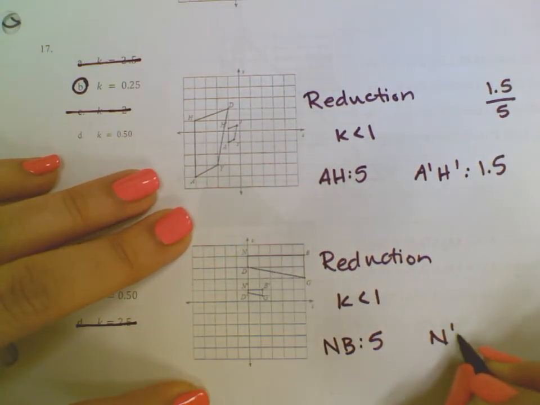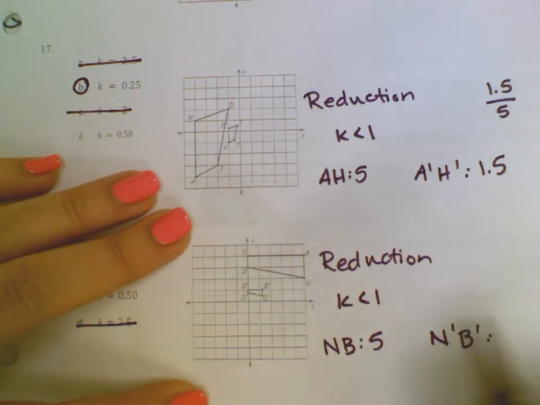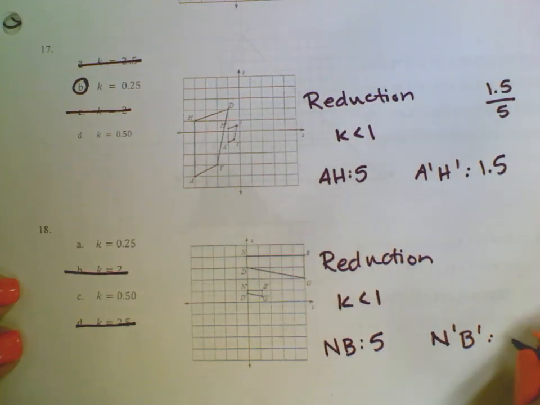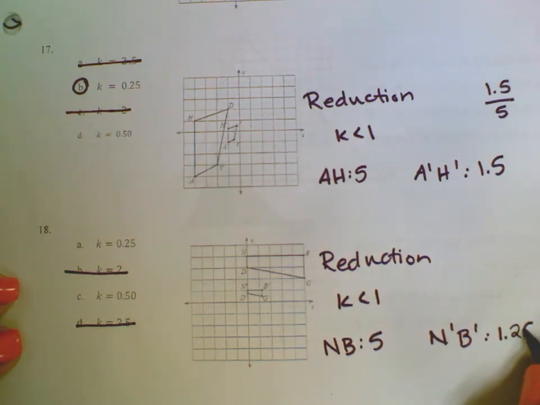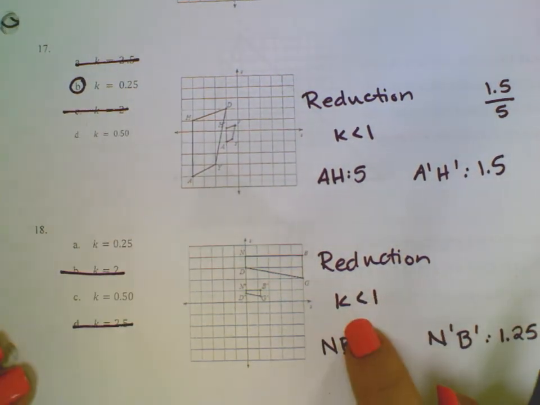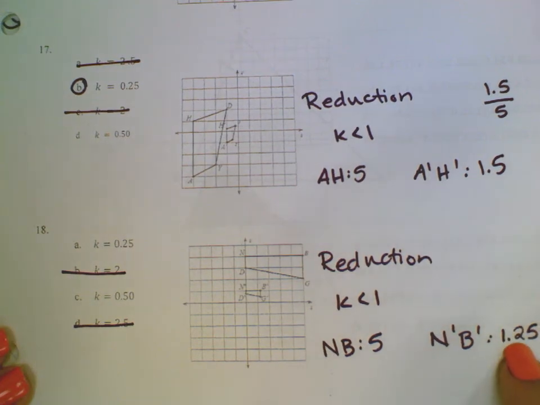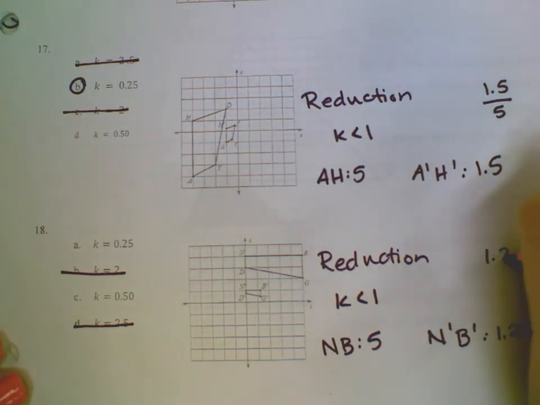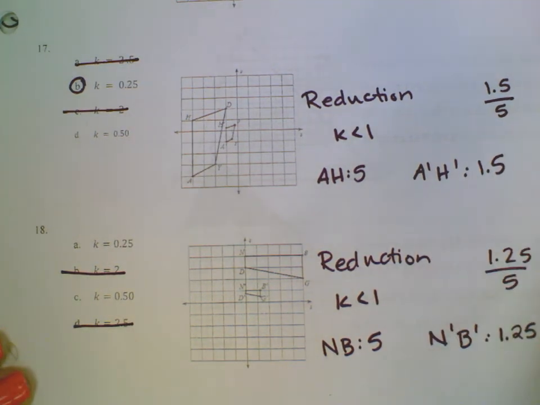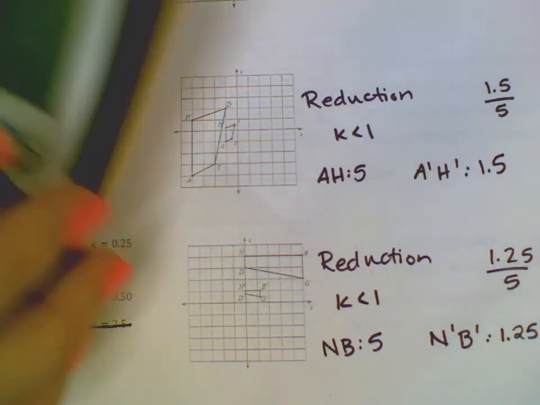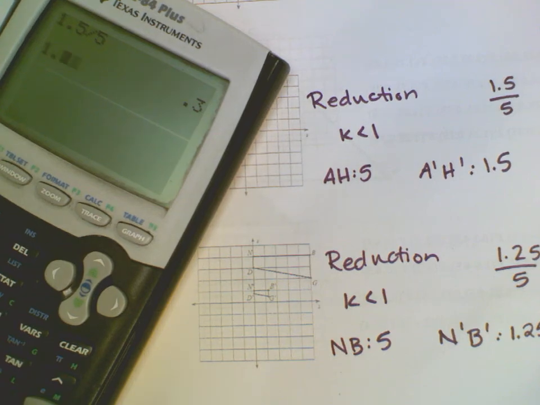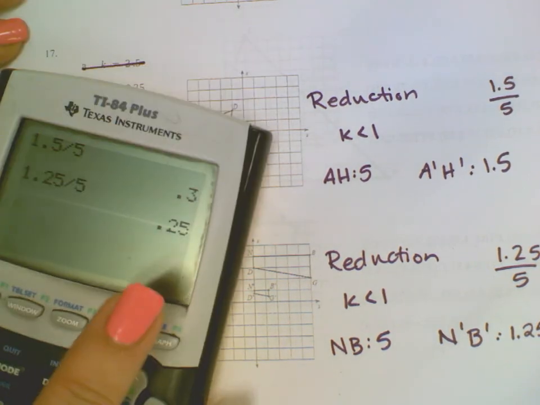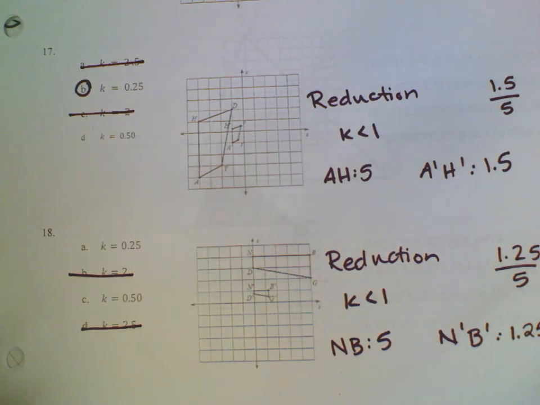And N prime B prime, which has a distance of, it looks like about 1 and not even a half, but maybe a quarter. So if this is a reduction, then I need to do my smaller number on top so that it's less than 1. 1.25 over 5. 1.25 over 5 gives me 0.25, which is A.